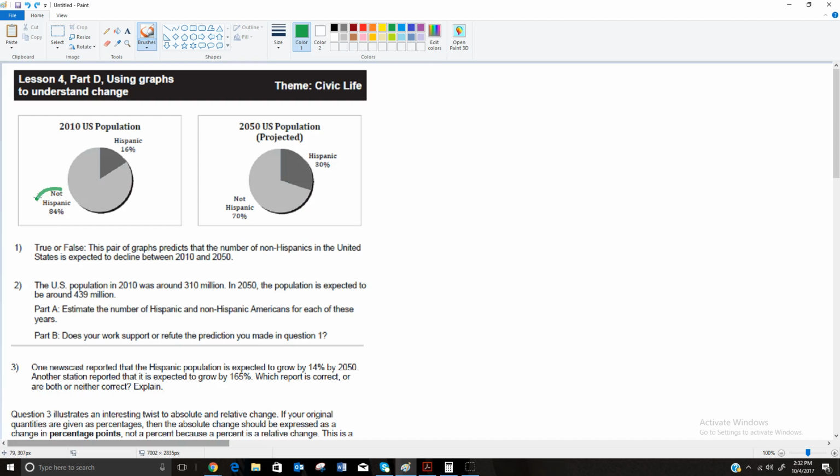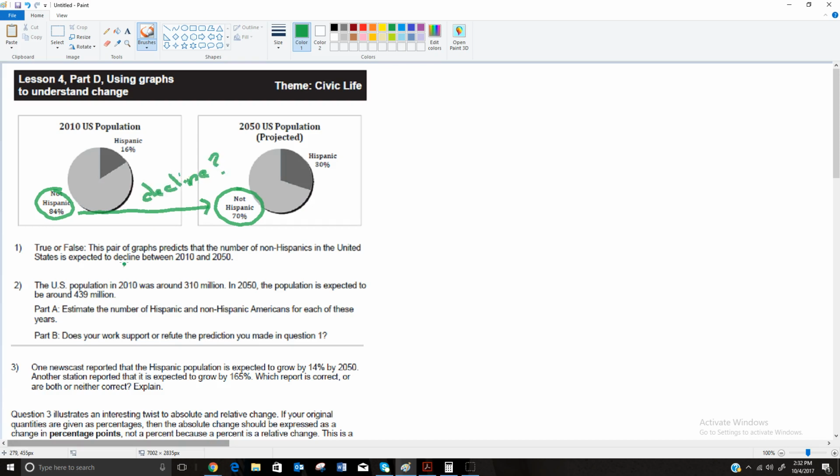Well, at first glance, it says here in 2010 that it's 84%. When we come over here, it says that the non-Hispanic share in 2050 is supposed to be 70%. So at first glance, if you're not thinking about the details of the mathematics, it does look like the number of non-Hispanics in the United States is to decline. And it went from 84% to 70%. Isn't that a decline?